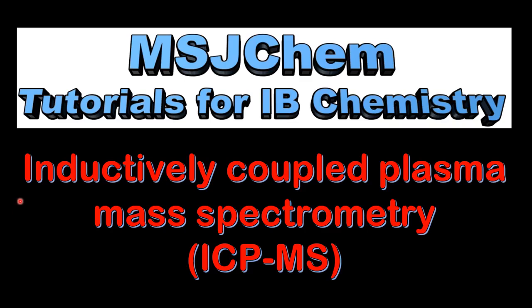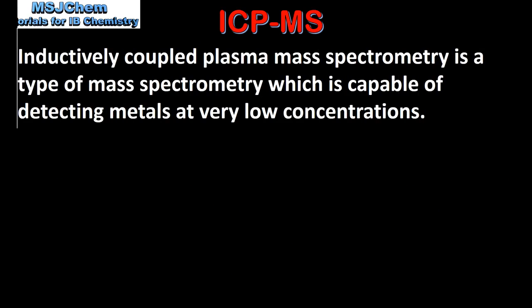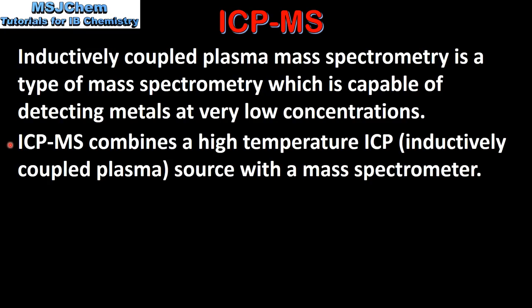This is MSJ Chem. In this video, I'll be looking at inductively coupled plasma mass spectrometry. Inductively coupled plasma mass spectrometry is a type of mass spectrometry which is capable of detecting metals at very low concentrations. It combines a high-temperature ICP, which is an inductively coupled plasma source, with a mass spectrometer.